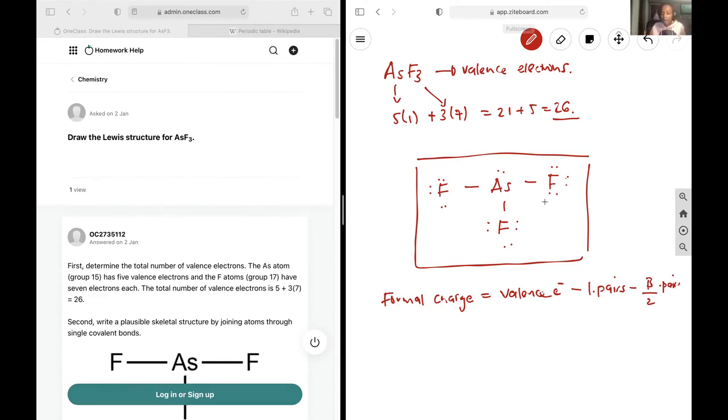And so for F, we're going to have 7 minus 2, 4, 6, so 6 on the lone pairs, 7 minus 6, minus 1 bonding pair, so the bonding pair has 2 electrons in it over 2. And so 7 minus 6 minus 1, and that's 0. On As, you're going to see something similar. All of the F's are the same, of course. 5 valence electrons minus the 2 lone pairs minus 2, 4, 6 over 2. And so that is 5 minus 2 minus 3, and that was also 0. So we have no formal charges, and that is our final answer.